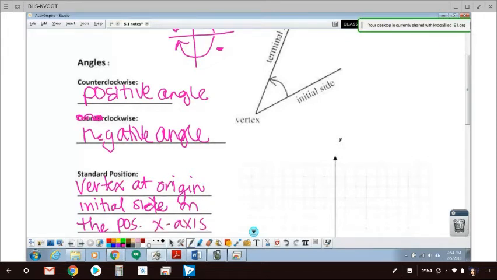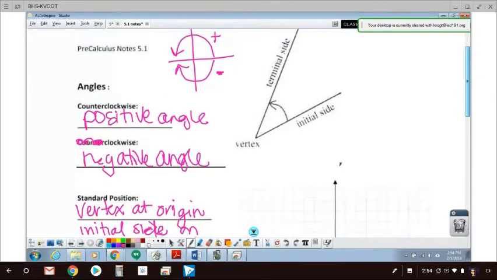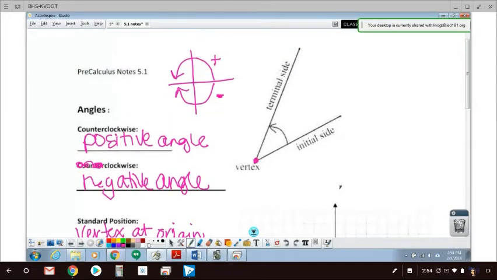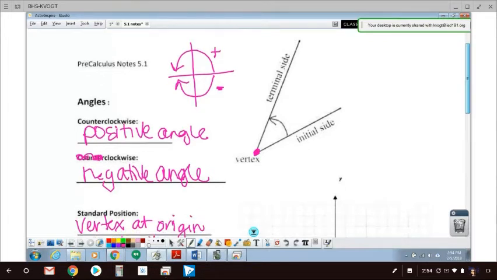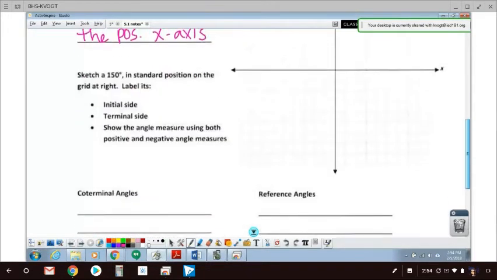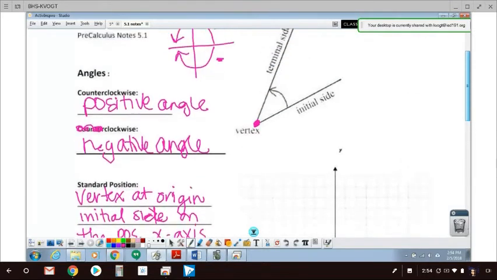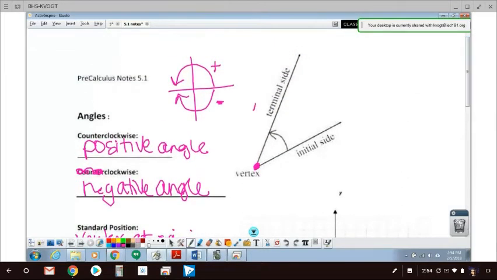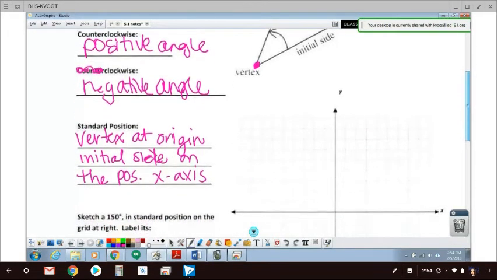So I have a little sketch up here of an angle where I've got the vertex. That's like the point. You learn that term in geometry. The initial side is the side that we start on. And the terminal side, terminal means like end. So this is the side it ends on. And you can see I put an arrow there that shows which way I'm rotating. And usually that's on purpose because sometimes you rotate backwards, sometimes you rotate forwards.